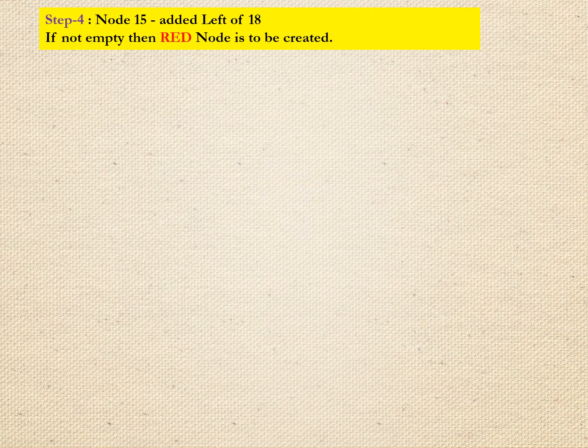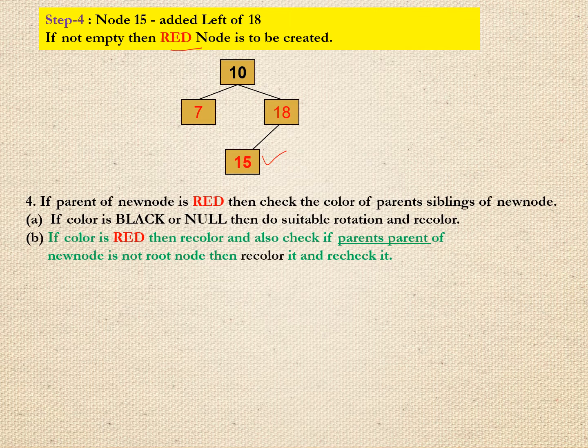So now let us analyze the second step, where node 15 is to be added. Node 15 is added on the left hand side of node 18, and again the color will be red. Now according to rule 4a, we'll verify that node 15 is a new node, and we'll verify its parent.